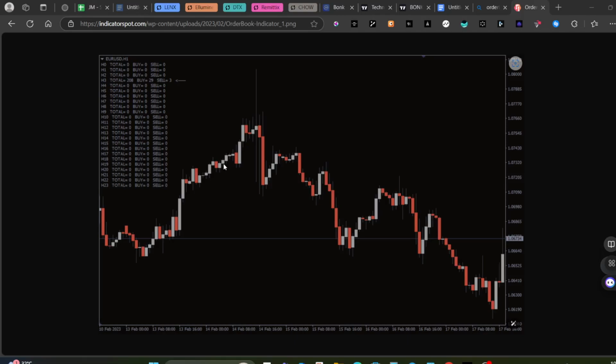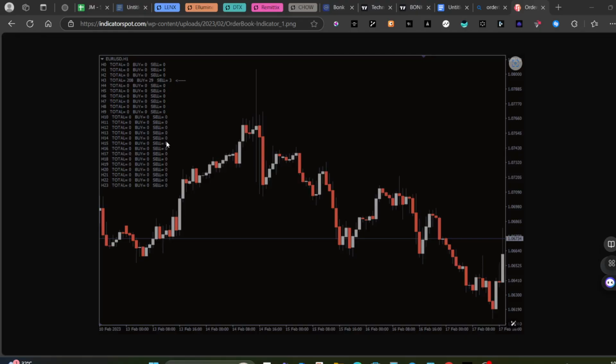So how can you use the order book indicator to enhance your trading strategy? Let's talk about a few key strategies that can help you maximize the value of this tool. One strategy is to follow the buy or sell imbalance. If you consistently see more buy orders than sell orders, it's a clear sign that the market is bullish. In this case, you might want to align your trades with the buy side, entering long positions and staying in the market until the imbalance begins to reverse.